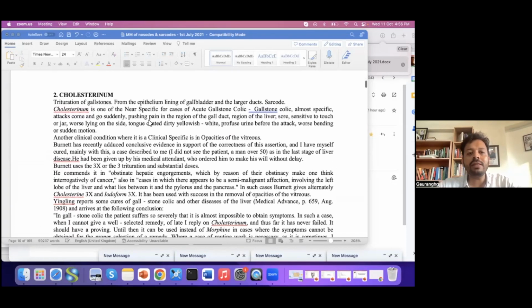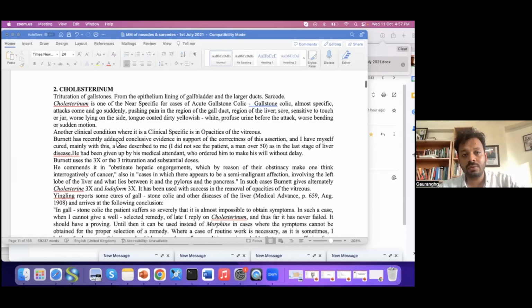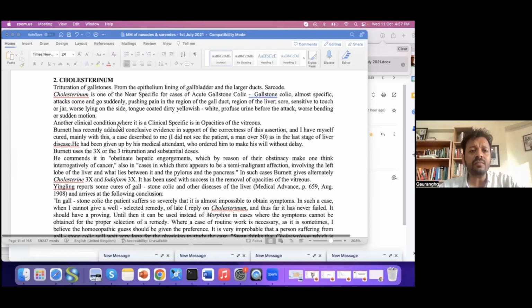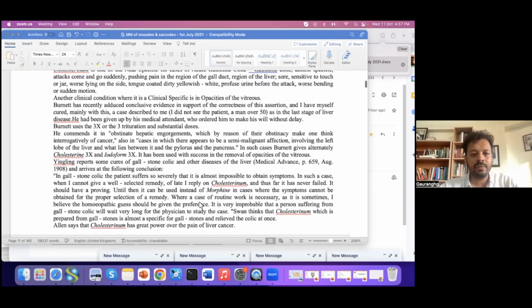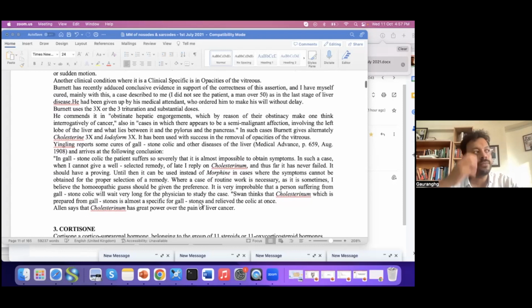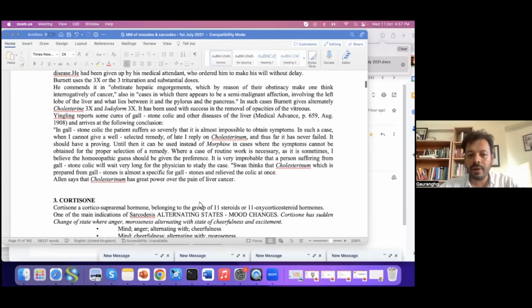Another remedy, cholesterinum. It's a trituration of gallstones, a sarcode, and it's a near specific for acute gallstone colic. Also used for many opacities of the vitreous, and Burnett would use it very often for hepatic tumors. In some cases of high cholesterol, you could use this remedy.